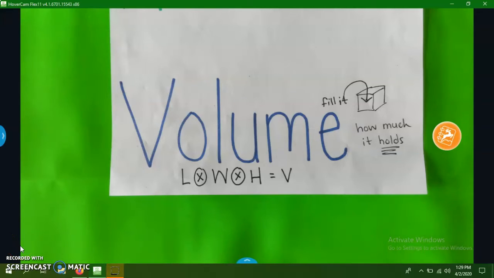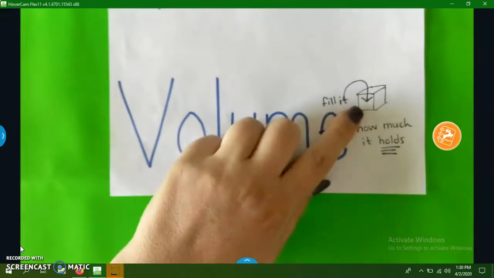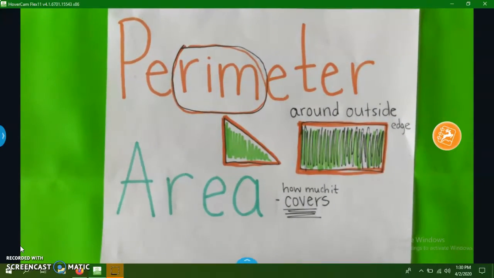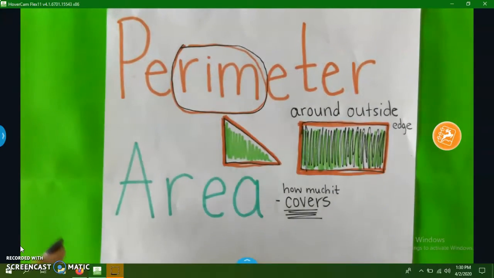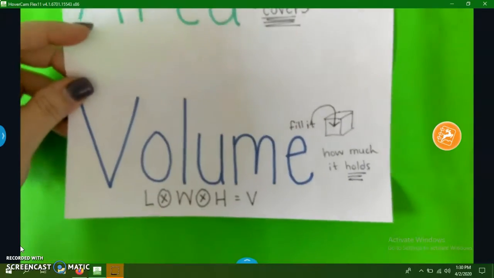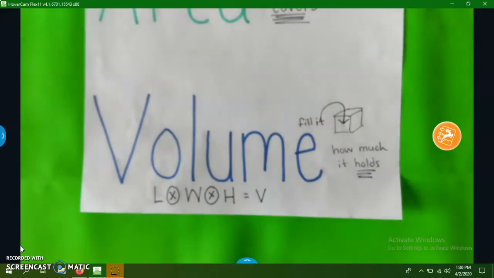Okay, this video is going to go over volume, which is something that we can only calculate with 3D shapes like this one. So in the previous video, we looked at perimeter and area of 2D or flat shapes. We can still find perimeter and area of 3D shapes, but we can also do volume, which is we can fill up a 3D shape with something.